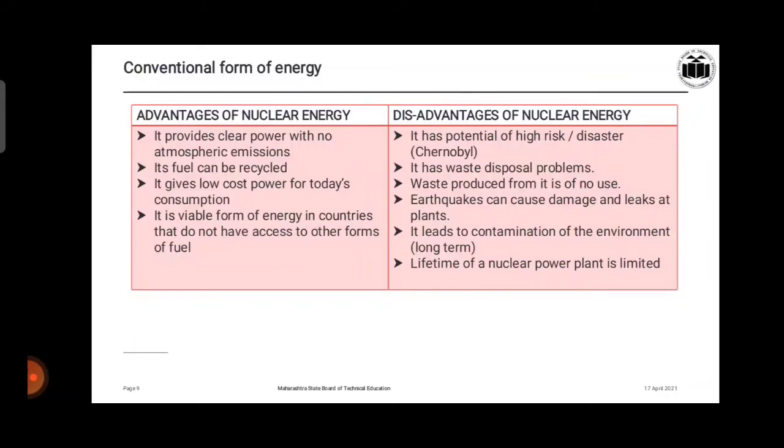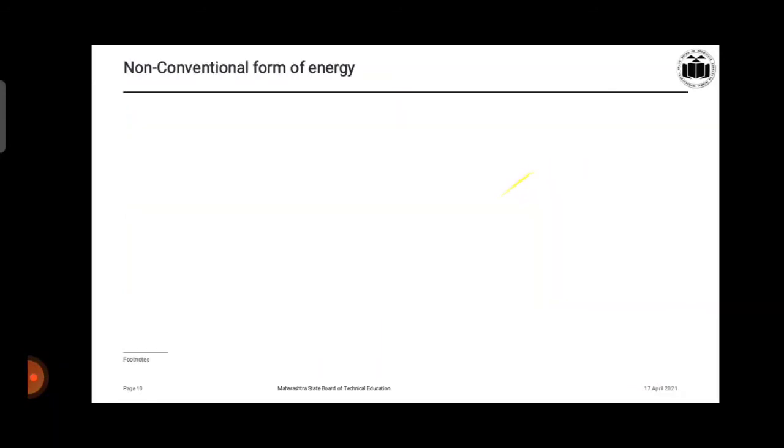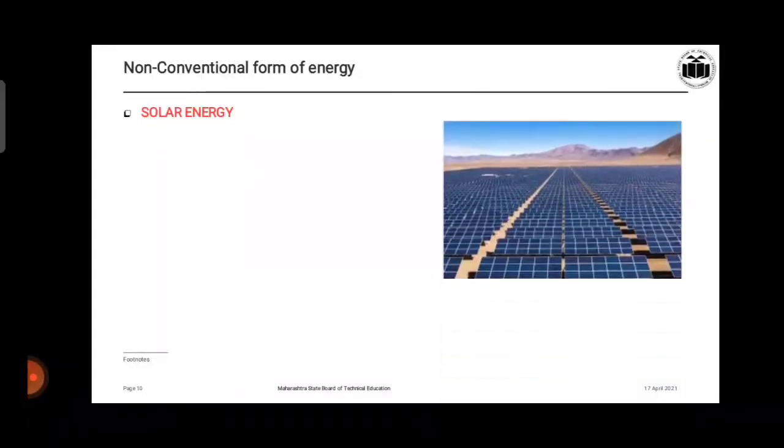Earthquake can cause damage and leak at plants. So these are the different types of advantages and disadvantages of nuclear energy. Now the non-conventional forms of energy. The best example is solar energy.